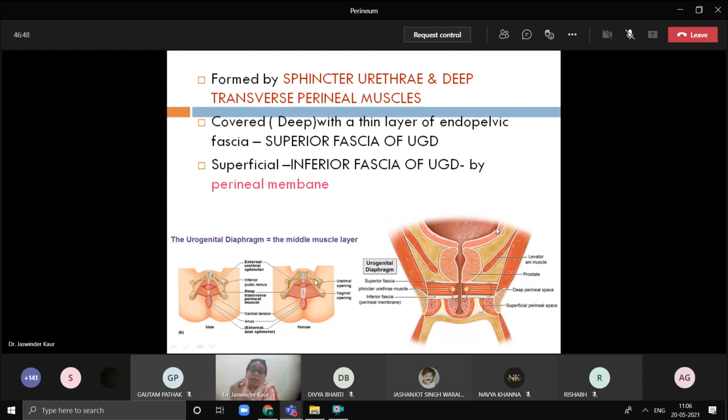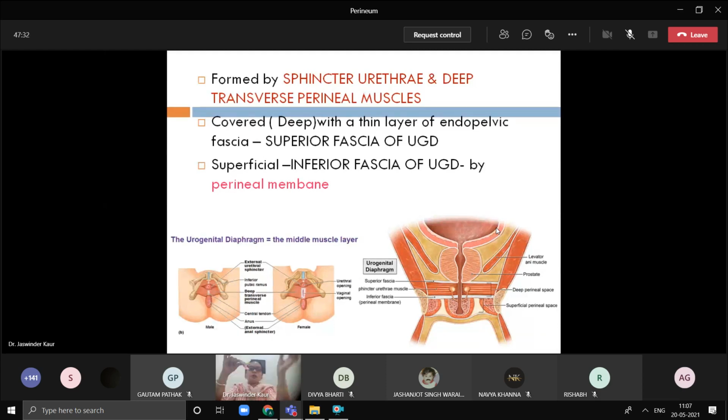The muscular component is formed by muscles. There are two muscles. One is the sphincter urethrae, because the urethra is present here, so it is in relation with the urethra. The second is the deep transverse perineal muscle. These two muscles form the muscular component. Then this whole muscle is covered by the endopelvic fascia. These two flaps are the endopelvic fascia. Clear? So this muscular part is enclosed within the endopelvic fascia like this.